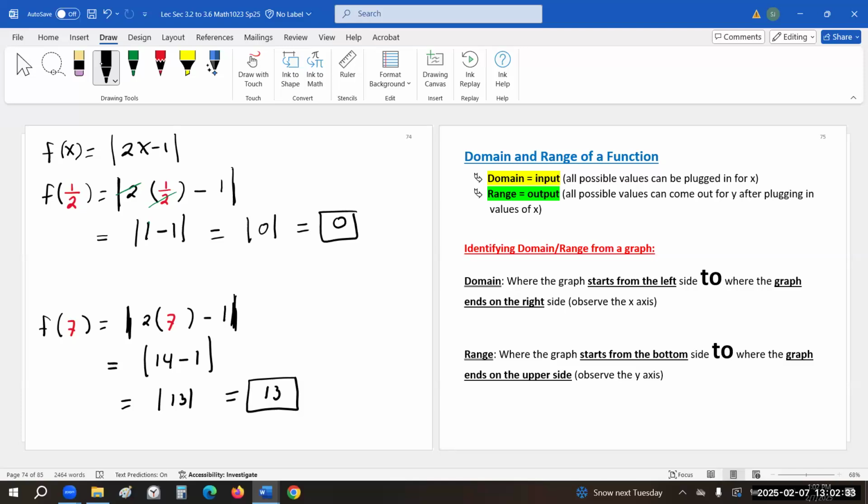Put them together in a parenthesis or a bracket, depending on your number, and then you have your interval of domain. Similarly, range, in order to see the range, you observe your y-axis. From which smallest y value to largest y value you have in your graph, that's the range. Okay.